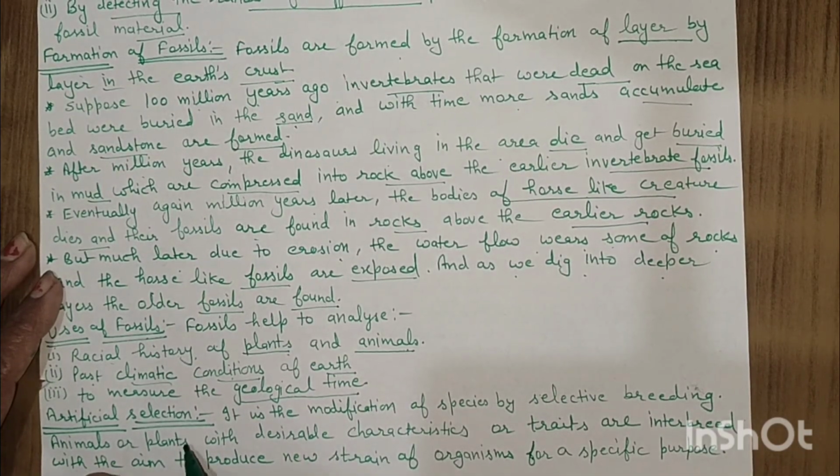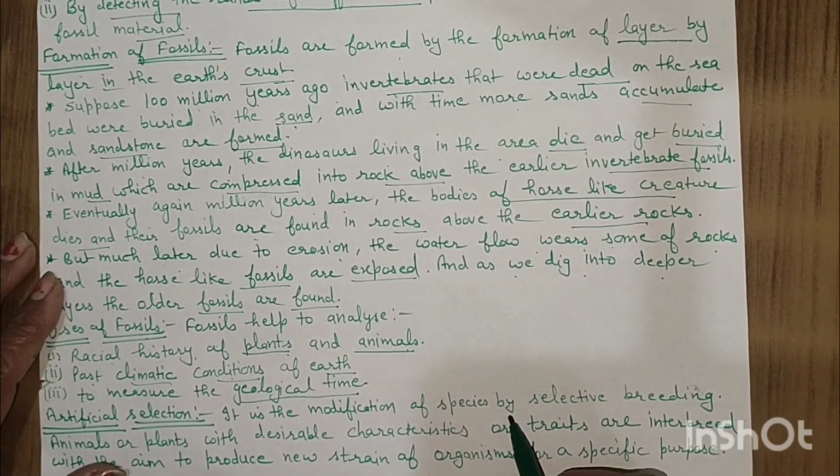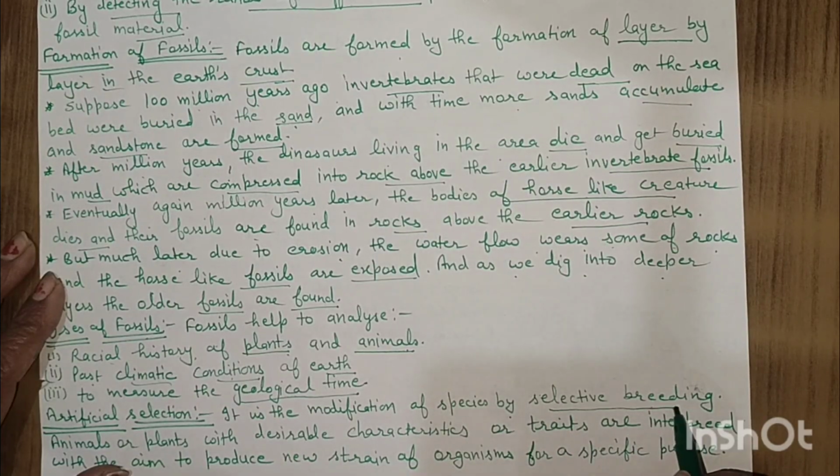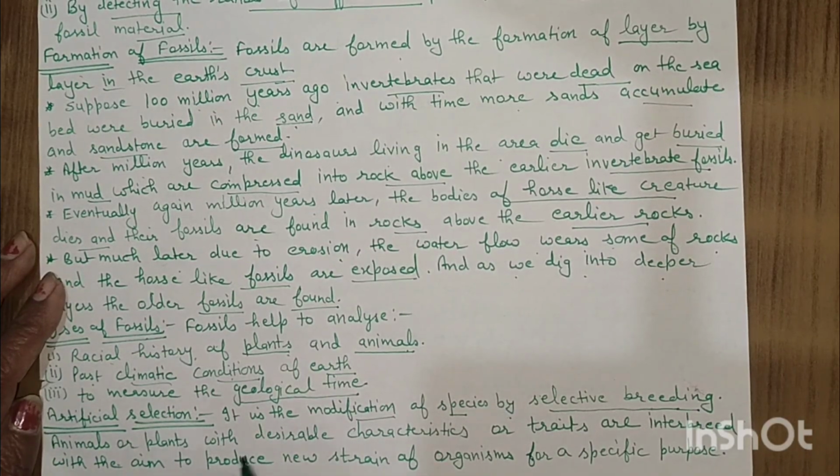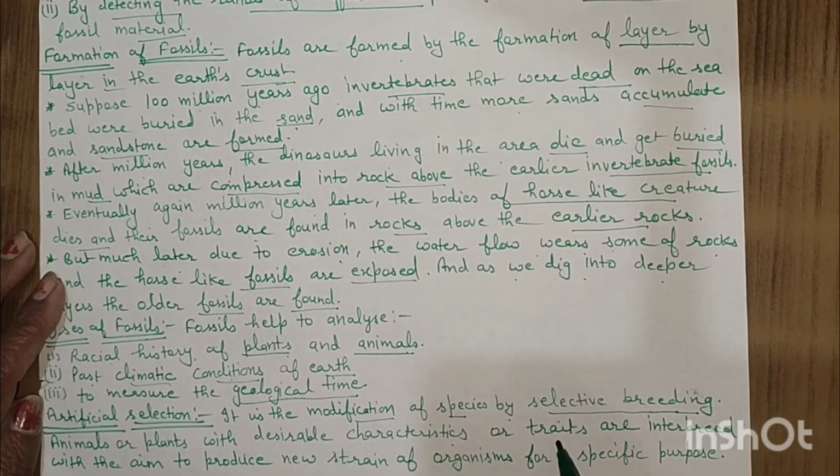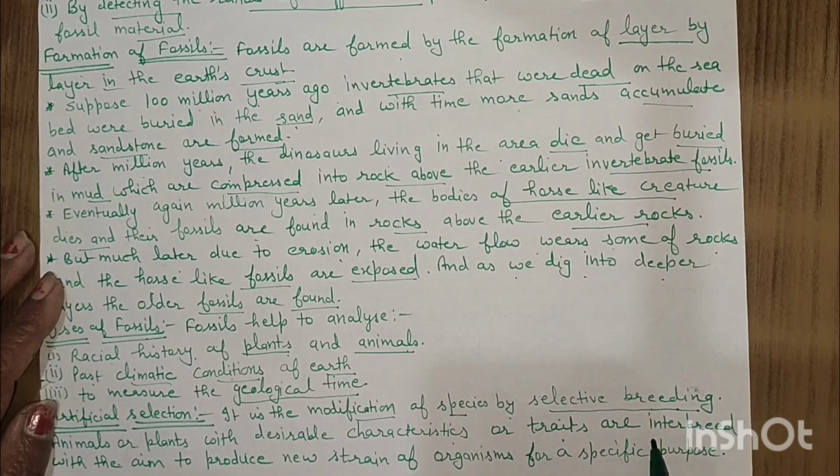Artificial selection is the modification of species by selective breeding. Animals or plants with desirable characteristics or traits are interbred.